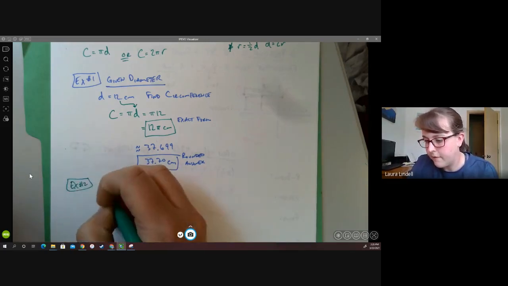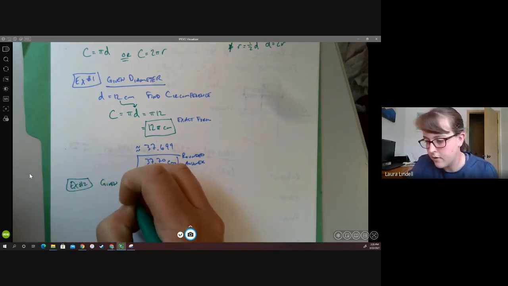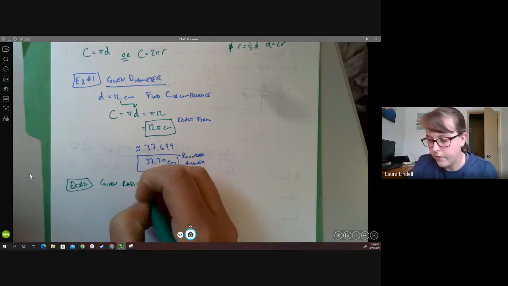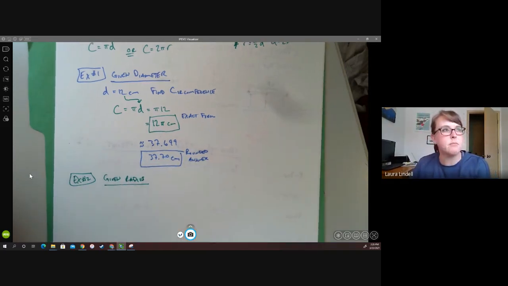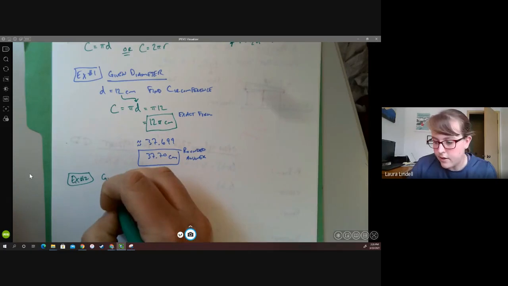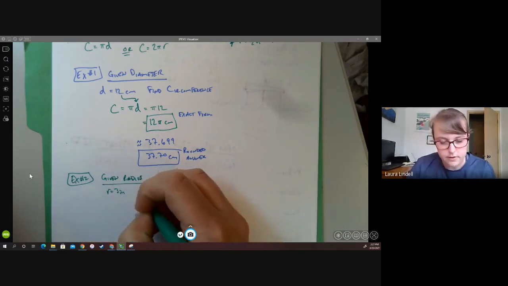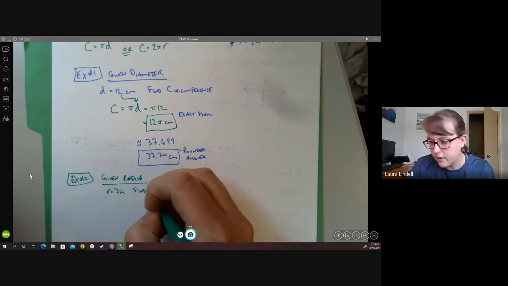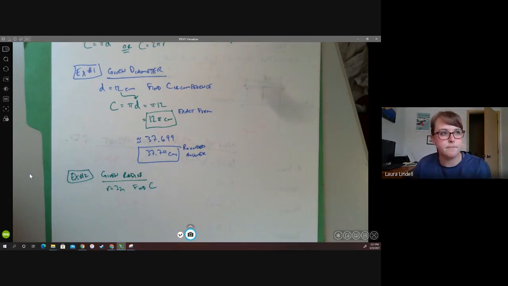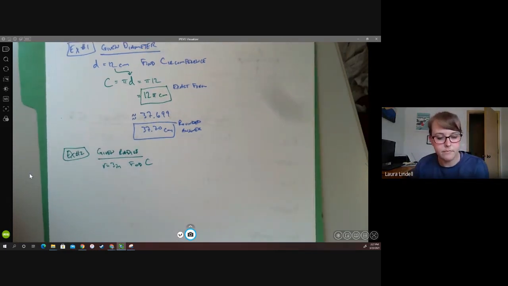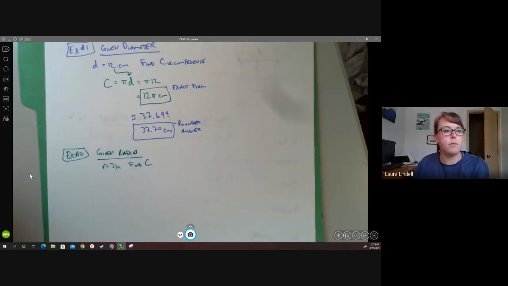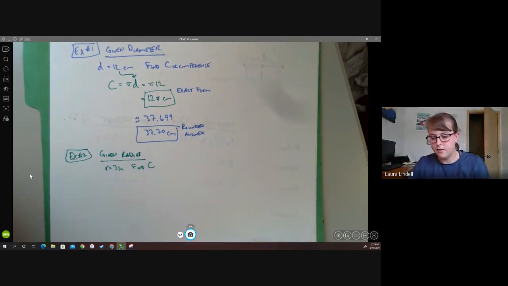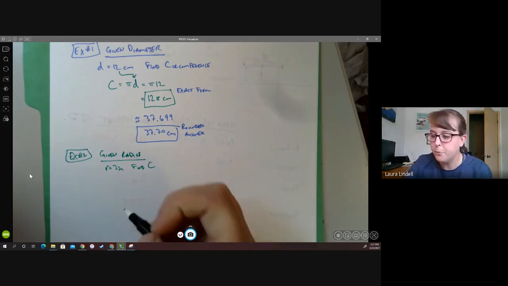This time, given the radius. And you're going to find that we do something very similar here. Let's say the radius is 3 inches, and we want to find circumference. This time, we're going to use the circumference equation that deals with the radius. So this time we want to use circumference is 2 pi r.